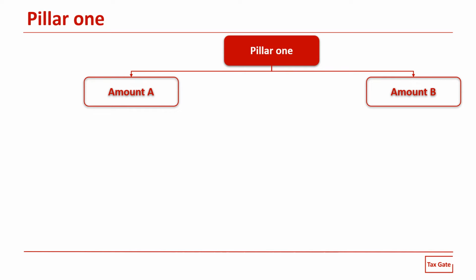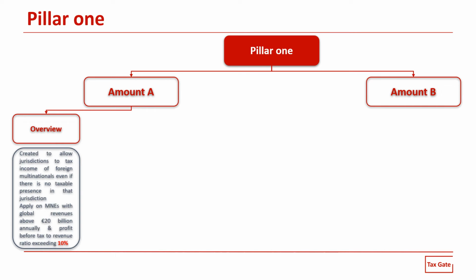And here we would say that Amount A was created to allow jurisdictions to tax the income of foreign multinationals even if there is no taxable presence in that jurisdiction. And this would apply to multinational enterprises that have global revenues that annually exceed 20 billion euros and a profit before tax to revenue ratio exceeding 10%. So Amount A aims to reallocate a portion of the profits of the large multinationals to the jurisdictions where they operate, and source revenue from as well, to be subject to tax in that jurisdiction.